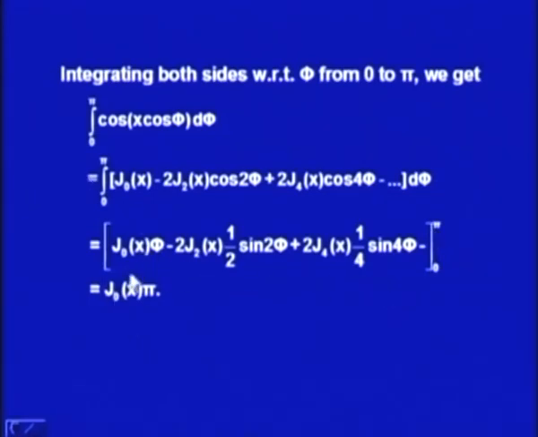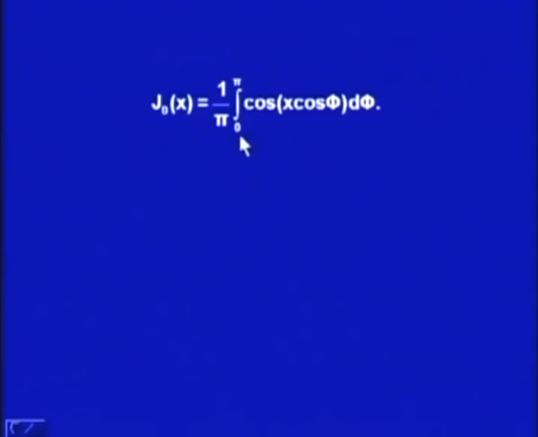We will get the value of this expression as J0(x) into π, because sin nπ is always equal to 0. So, we get sin 2π, sin 4π, all are zeros, and at φ equal to 0 again this whole expression is 0. So, the value of this expression is J0(x) into π, and therefore, we have J0(x) equal to 1 over π integral 0 to π cos(x cos φ) dφ. So, the value of J0(x) can be evaluated in an independent manner directly from the Jacobi series equation number 7, rather than obtaining it as a particular case of Jn(x) for n equal to 0.